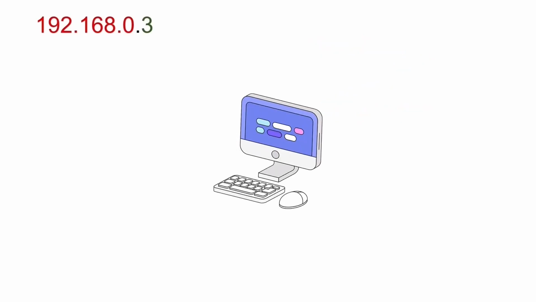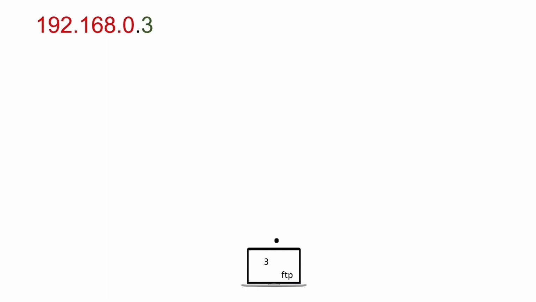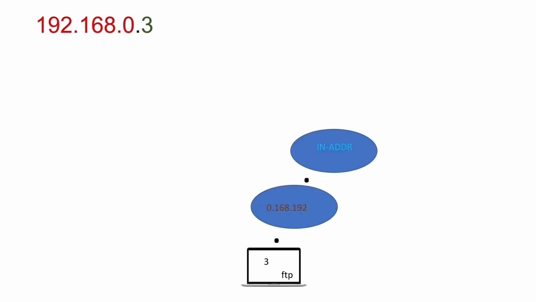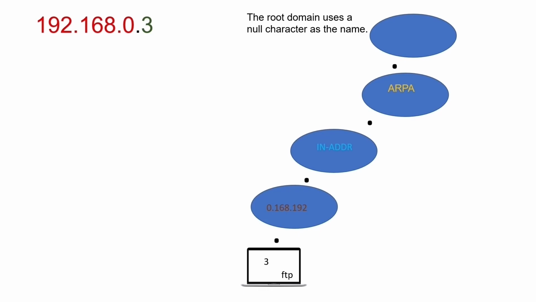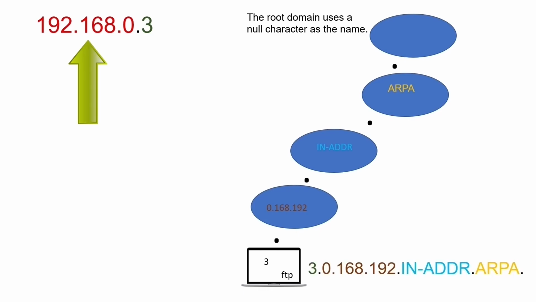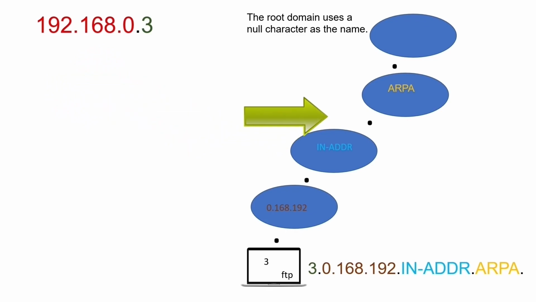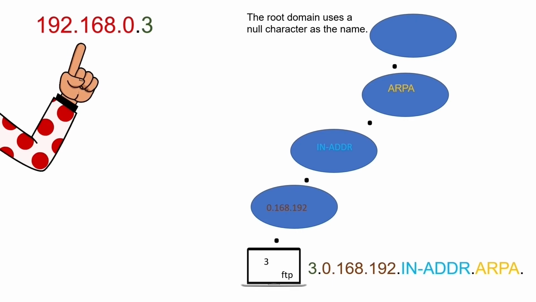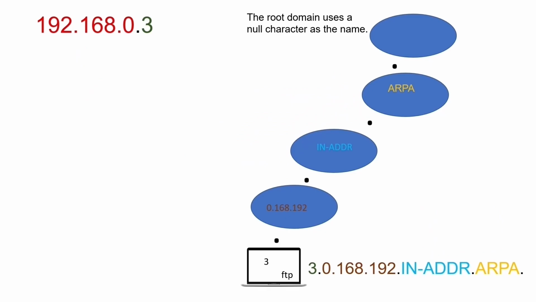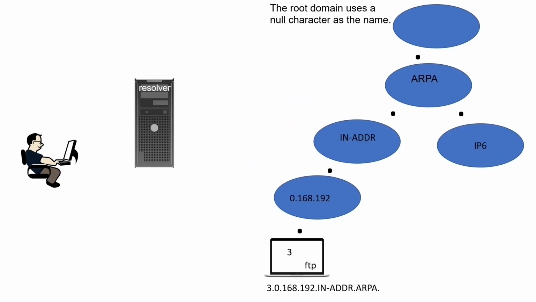The DNS system uses fully qualified domain names. A fully qualified domain name includes all parent domain names. To convert this address into the fully qualified domain address, we need to write its parent domain's name with it. 192.168.0.3 is an IP4 address. The parent domain of IP4 addresses is in-address. The in-address domain is the child of the ARPA domain. The ARPA is the child domain of the root domain. Because of this, the fully qualified domain name of the IP address 192.168.0.3 will be 3.0.168.192.in-addr.arpa.